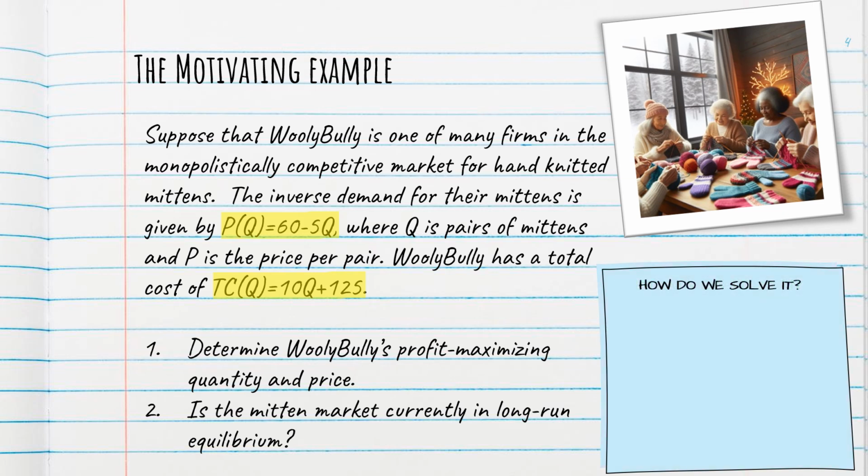How do we solve this question? It turns out it looks just like solving a monopoly question, which makes sense because in a monopolistically competitive market, each firm does have some market power, so they behave as a monopolist would. That means they're going to set marginal cost equal to marginal revenue to find their profit maximizing output, and they're going to look to the demand curve to determine what price they need to charge.